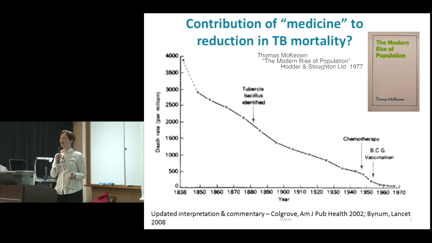So then what else might have improved? Nutrition. So this was a book that was written some time ago by Thomas McKeown, which is quite famous. He was one of the first people to make this argument that a lot of the improvements in life expectancy were really due to nutrition. And this figure is from his book.